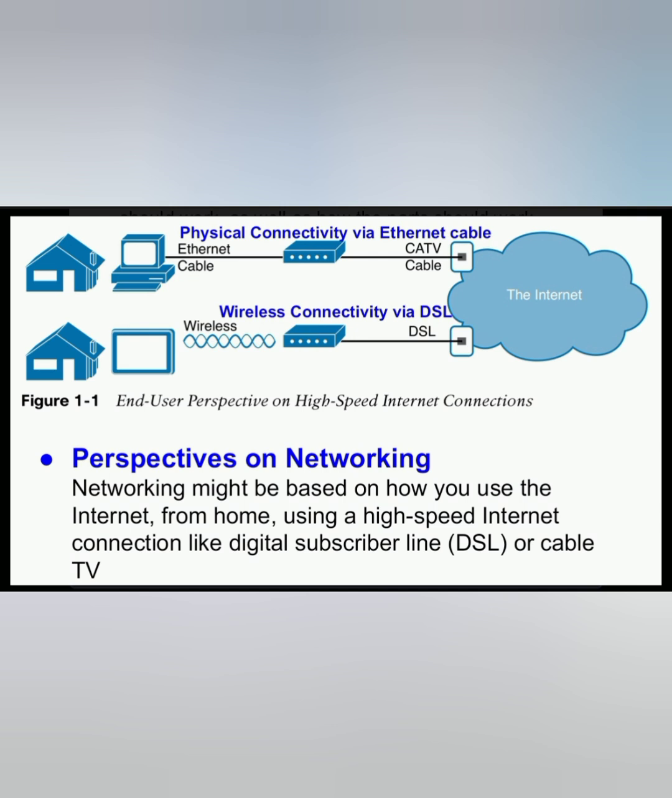The top part of the figure shows a typical high-speed cable internet user. The PC connects to a cable modem using an Ethernet cable. The cable modem then connects to a cable TV outlet in the wall using a round coaxial cable, the same kind of cable used to connect your TV to the cable TV wall outlet.